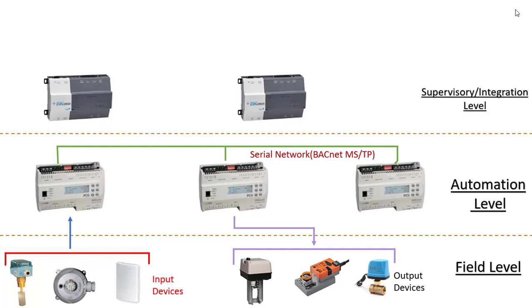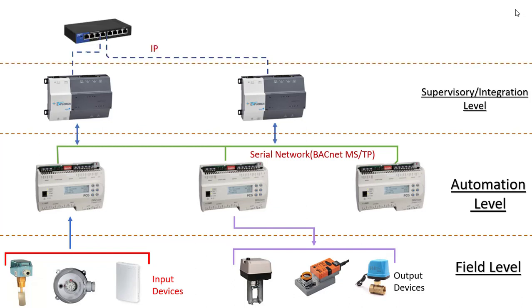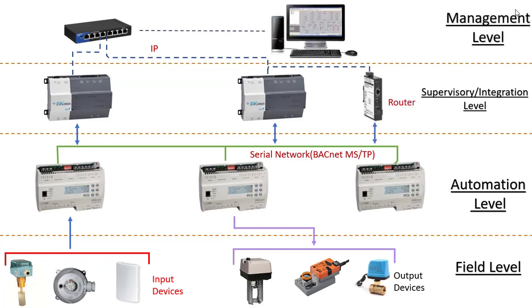Above the automation level, there is a supervisory or integration level, which consists of supervisory or integration controllers or routers. These controllers are used to convert BACnet MSTP data to some IP protocol, most commonly BACnet IP, so that we can control and monitor data from the BMS workstation at the management level. The hardware of the workstation can be a PC or a server where supervisory software is installed.